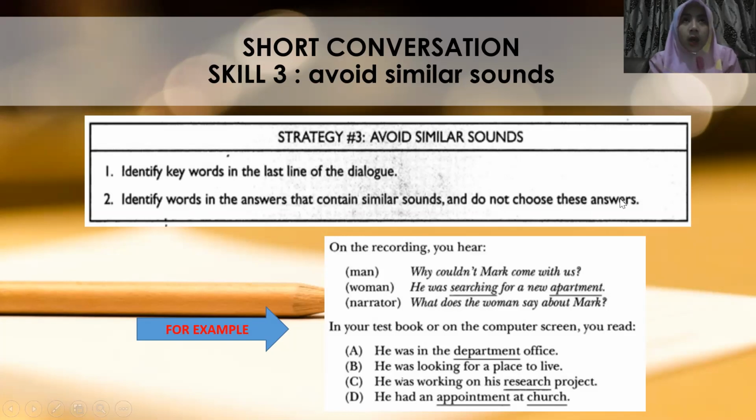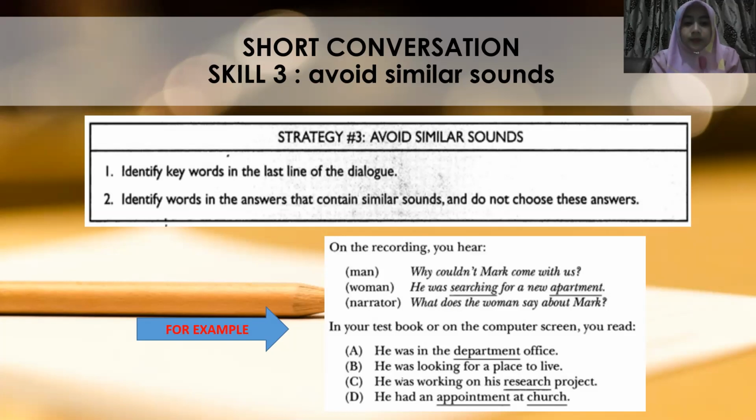Nah, setelah kita tahu keywordsnya apa di orang terakhir tadi dalam dialog, kemudian strategi selanjutnya adalah kita harus mengidentifikasi kata di dalam jawaban, dalam pilihan jawaban yang berisi bunyi yang mirip, gitu ya. Dan kita tidak boleh memilih jawaban-jawaban yang memiliki bunyi yang mirip tadi, gitu ya.